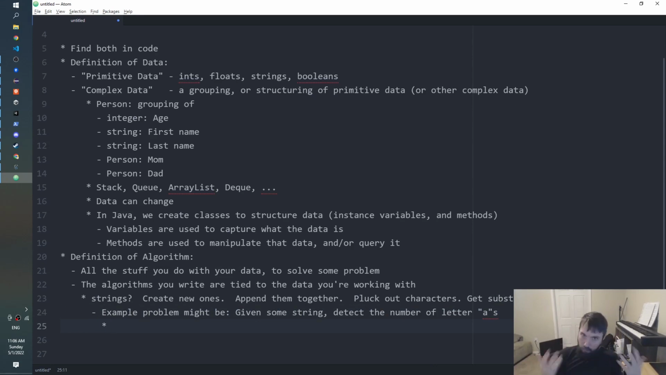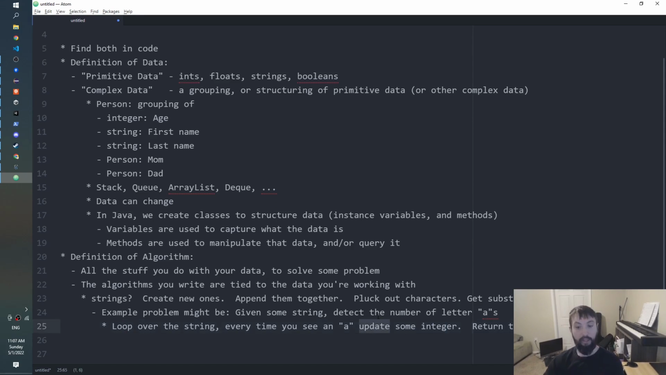And it can be pseudocode, because usually when we're talking about algorithms, it's perfectly fine to write them in English and then implement them in Java. So pseudocode for how you might do this would be something like: loop over the string, every time you see an A, increment some integer, and return that integer at the end. Again, I think you've all seen this from Java 1.